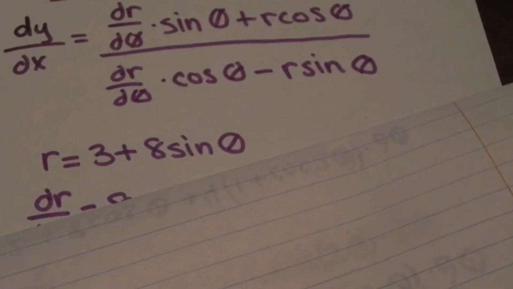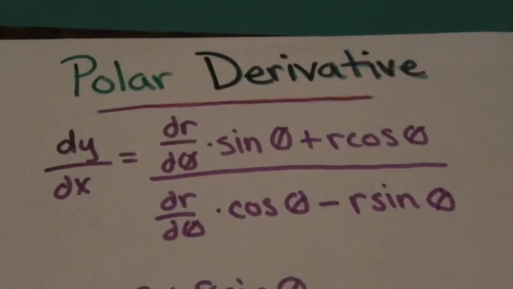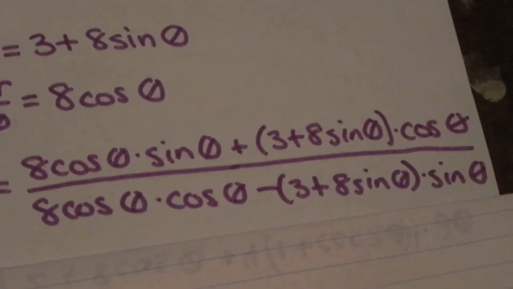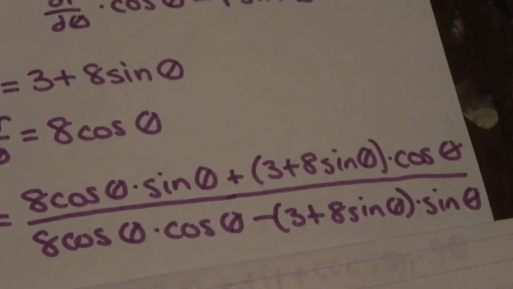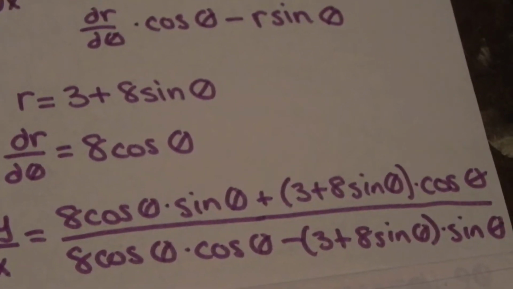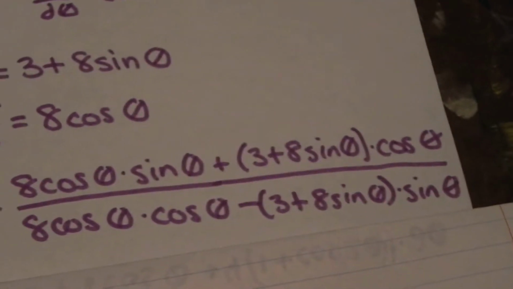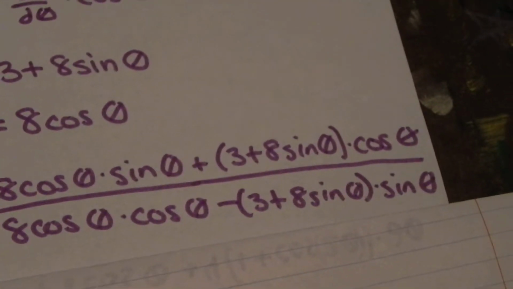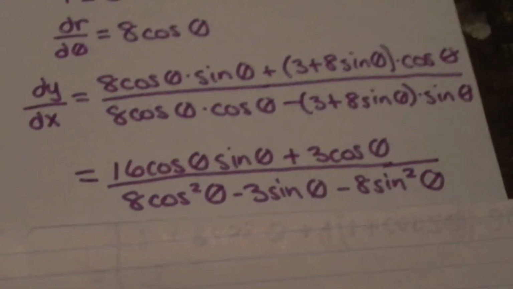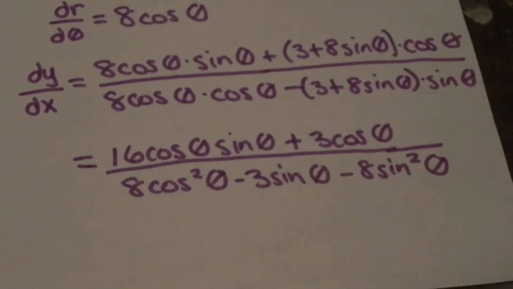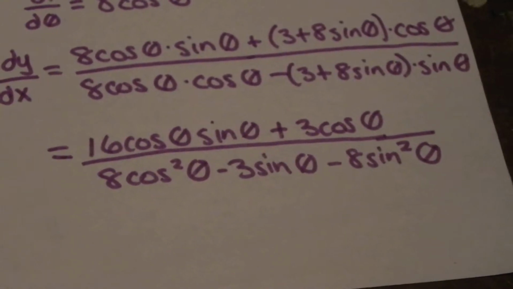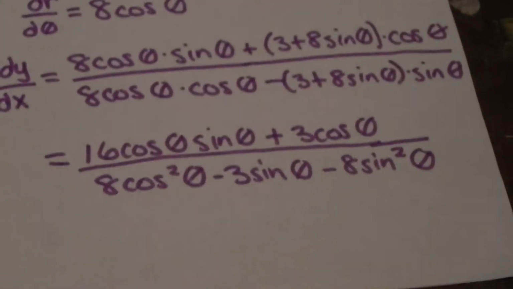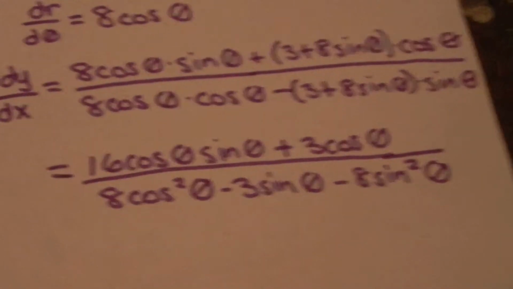And now you plug those numbers into the formula, which will give you 8 cosine theta times sine theta plus r, which is 3 plus 8 sine theta, times cosine theta, all over the derivative of r cosine, which is 8 cosine theta times cosine theta minus r, which is 3 plus 8 sine theta, times sine theta. Now you can simplify this equation and get 16 cosine theta times sine theta plus 8 cosine theta, all over 8 cosine squared theta minus 3 sine theta minus 8 sine squared theta. And that is the polar derivative.